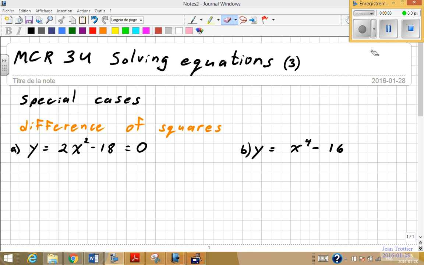So welcome to the third video on solving equations. This time we'll be seeing special cases. So the first one we'll see is called difference of squares. So there's a special pattern when you have a difference of squares.